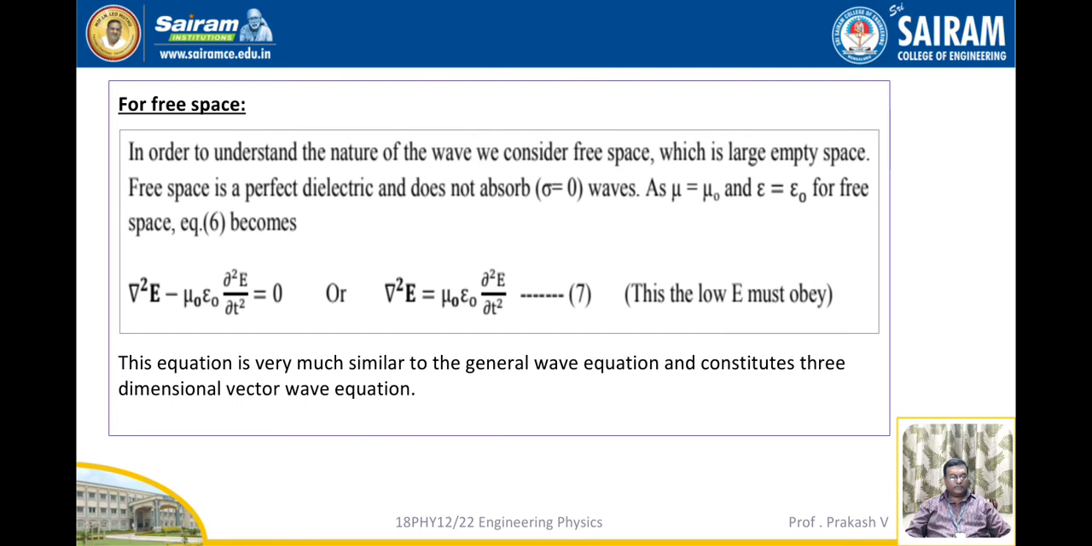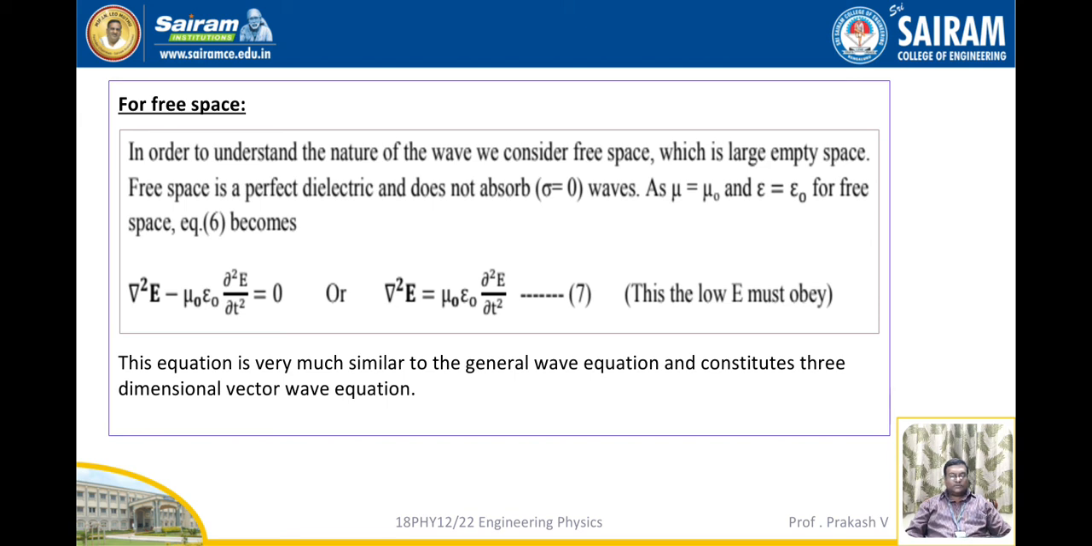Next, in order to understand the nature of the wave, we consider free space, which is large empty space. Free space is a perfect dielectric and does not absorb waves. As mu is equal to mu naught and epsilon is equal to epsilon 0, equation 6 can be written as del square E minus mu naught epsilon 0 dou square E by dou T square is equal to 0, or del square E is equal to mu naught epsilon 0 dou square E by dou T square. This equation is very much similar to the general wave equation and constitutes the three-dimensional vector wave equation.